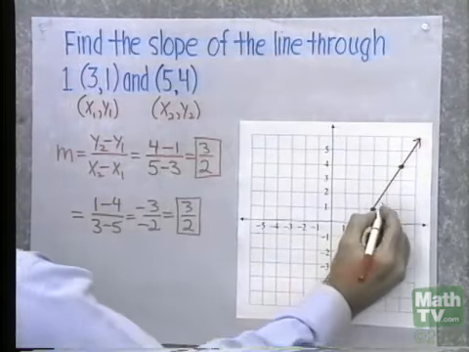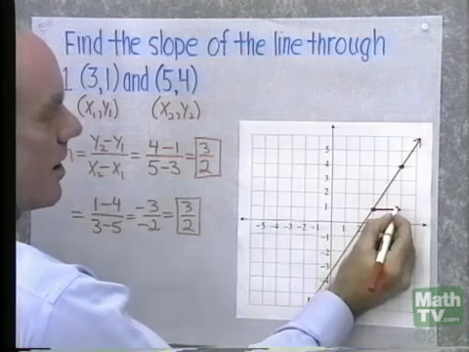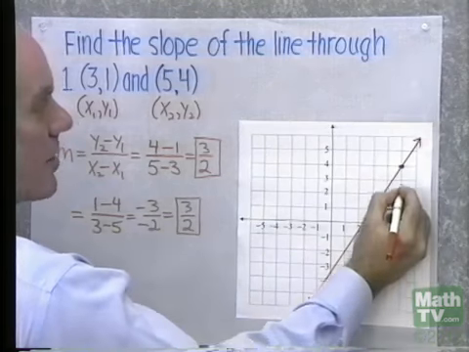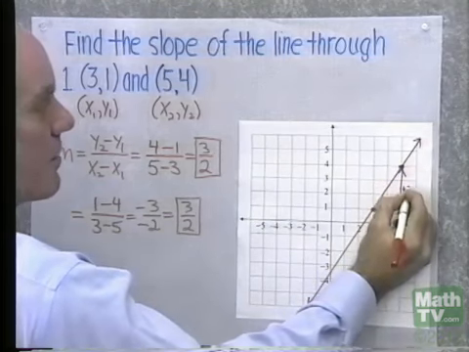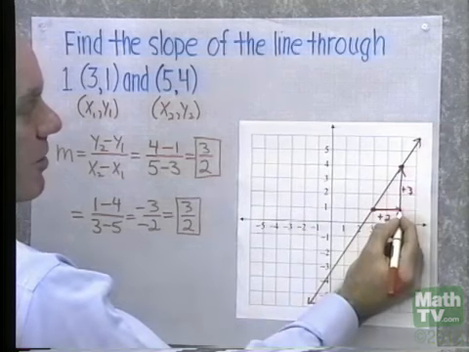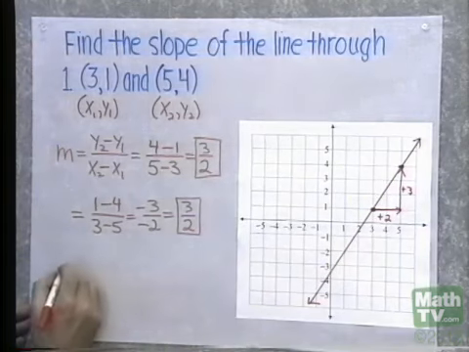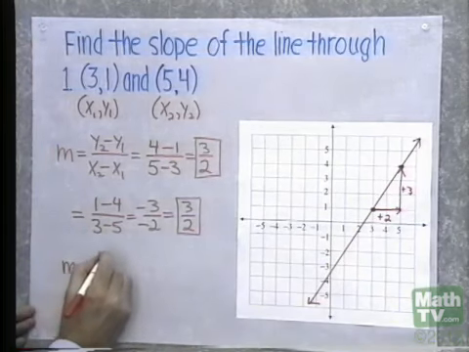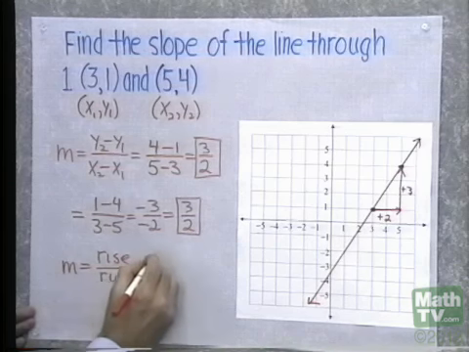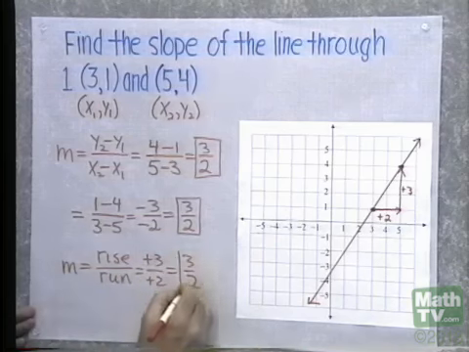You can see that if I start at this point and go to this point, I'll have a horizontal change of positive 2, that is a run of positive 2, and then I'll have to go up positive 3 to get back to that point. Well, this is the rise in the graph, the vertical change. This is the run in the graph, the horizontal change. So I see that my ratio of rise to run is positive 3 over positive 2, which is also 3/2.